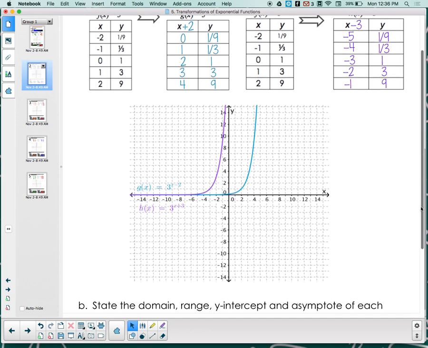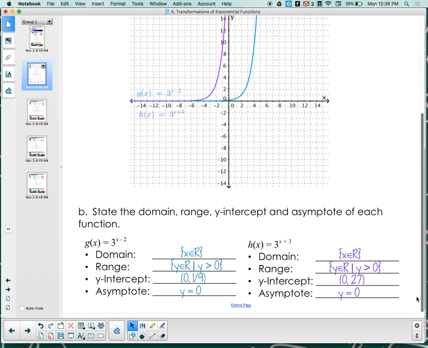Let's look at all of our stuff here. Again, domain for both of them are always all real numbers. Your domain never changes. Regardless of what exponential function you're dealing with, your domain will always be x is an element of the real numbers. And in this case, since we haven't moved the graphs up or down, our range hasn't changed either, because our asymptote hasn't changed. Since our asymptote is both at 0, then our range is y greater than 0.